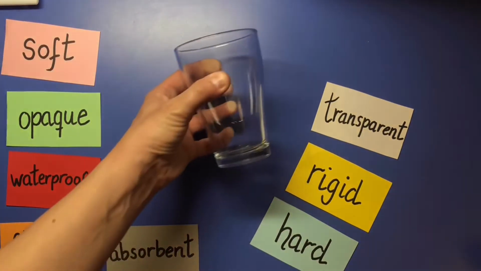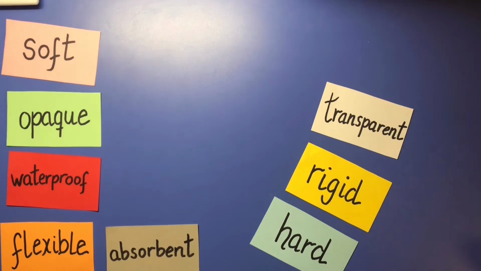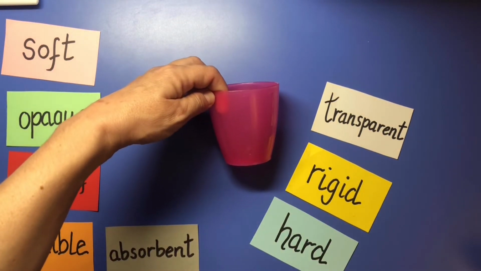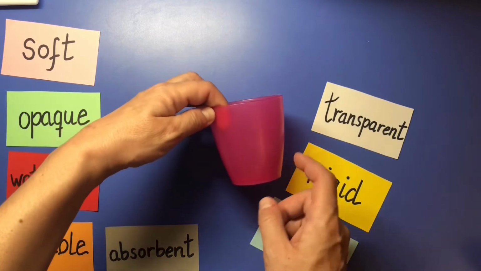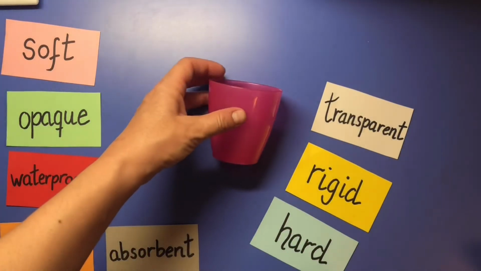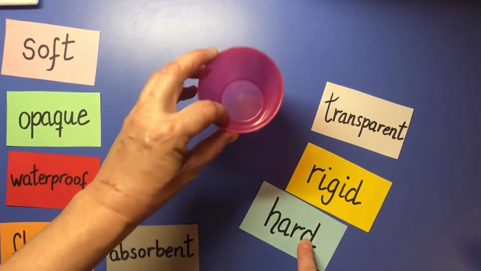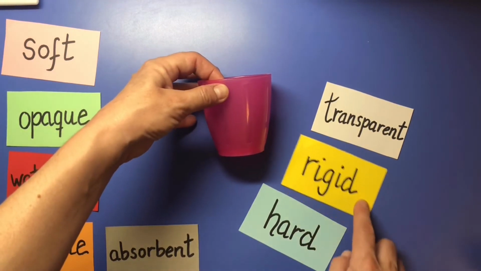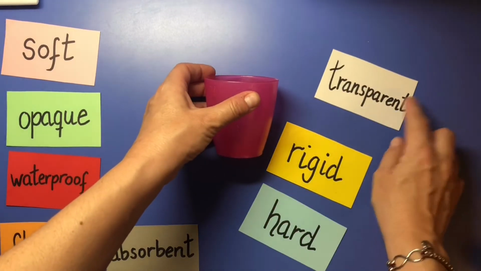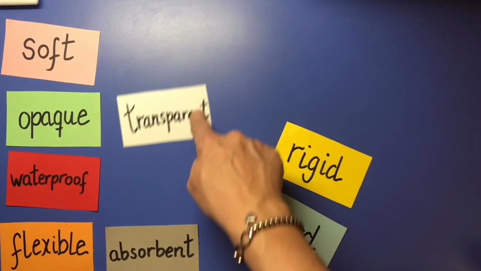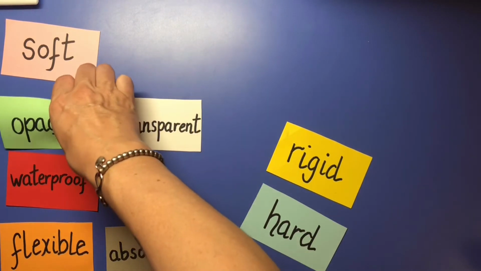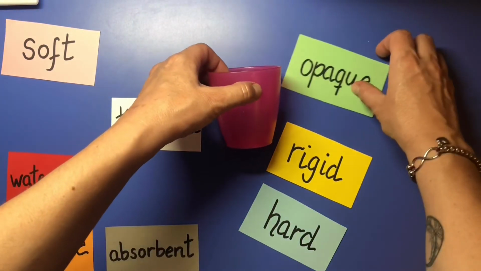Now I'm going to change it. Now, this cup, this glass, is not made of glass, it's made of plastic. So it's still hard and rigid, but it's not transparent. It is opaque.